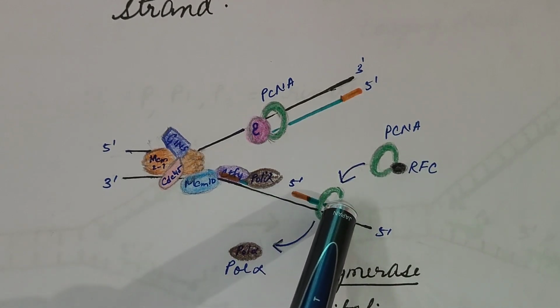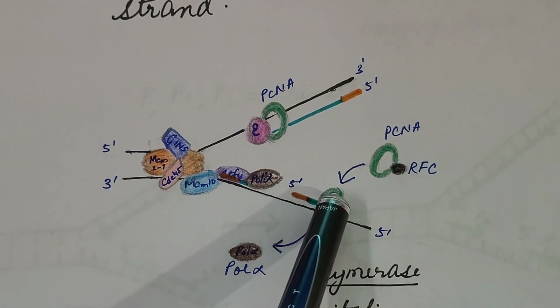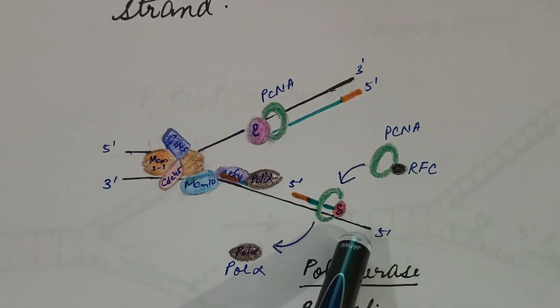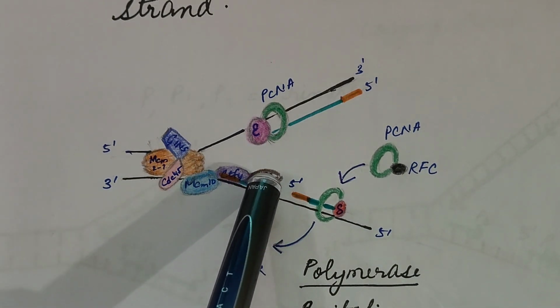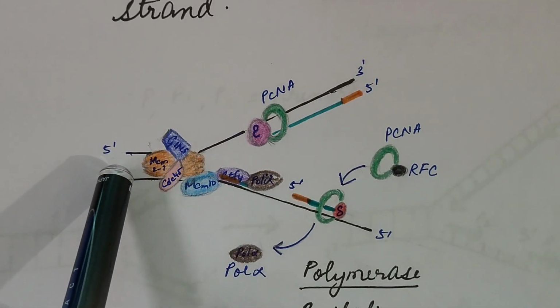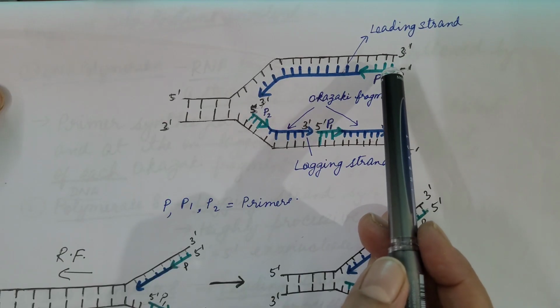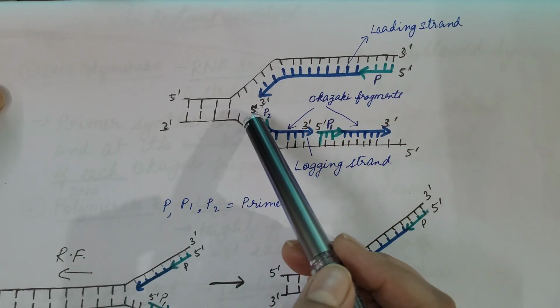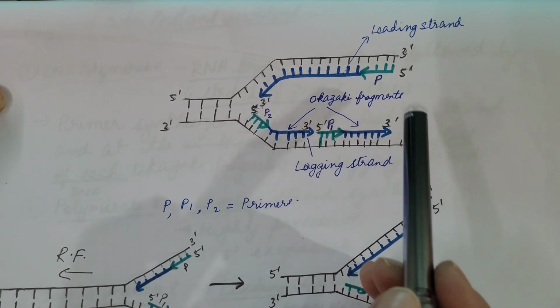This lagging strand is synthesized in the form of small fragments. So DNA polymerase delta synthesizes a stretch of the DNA, then it gets dissociated. Then it is again loaded to the next primer, and the process is repeated again and again till the completion of the synthesis of the lagging strand. So what we have discussed, that one of the strands is synthesized continuously and the other strand is synthesized discontinuously in the form of the Okazaki fragments.